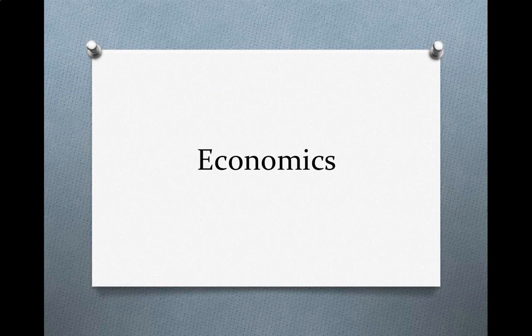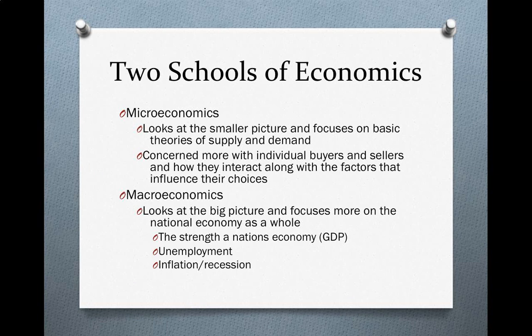All right, we're going to start with basically the definitions and types of economics. There are two schools of economics: microeconomics and macroeconomics. When you look at microeconomics, it's kind of like looking through a microscope. You're taking something larger and only looking at a very small part of it. So microeconomics looks at the smaller picture, focuses on the basic theories of supply and demand.